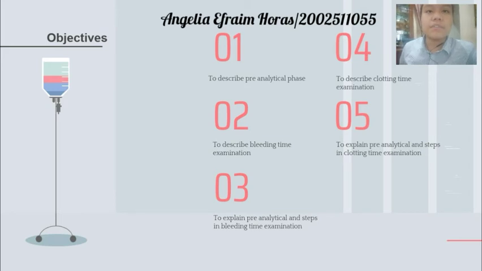The objectives of this project are: the first one is to describe the pre-analytical phase. The second one is to describe bleeding time examination. The third one is to explain pre-analytical and steps in a bleeding time examination. The fourth one is to describe clotting time examination. And the last one is to explain pre-analytical and steps in a clotting time examination.